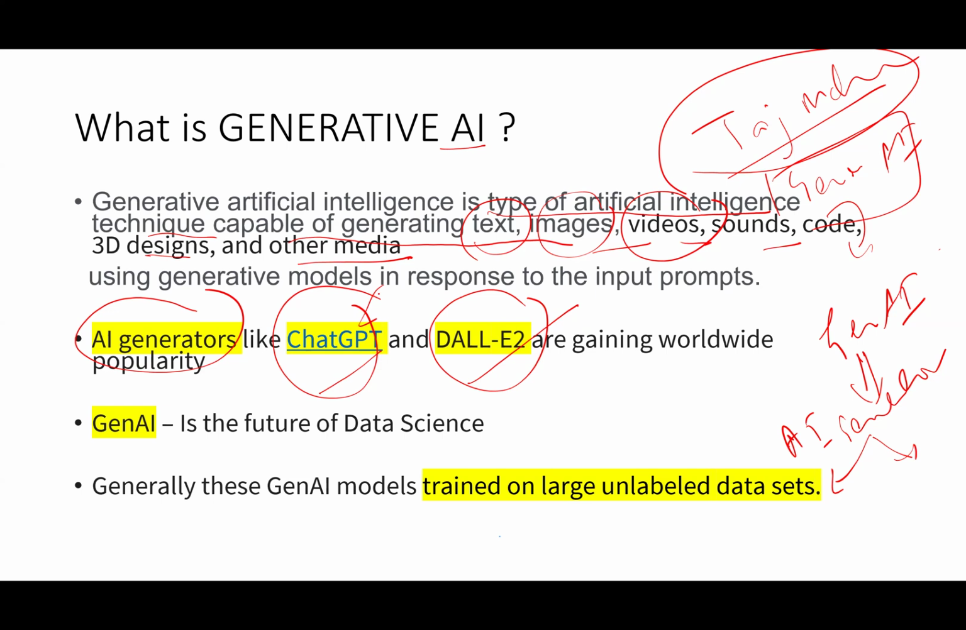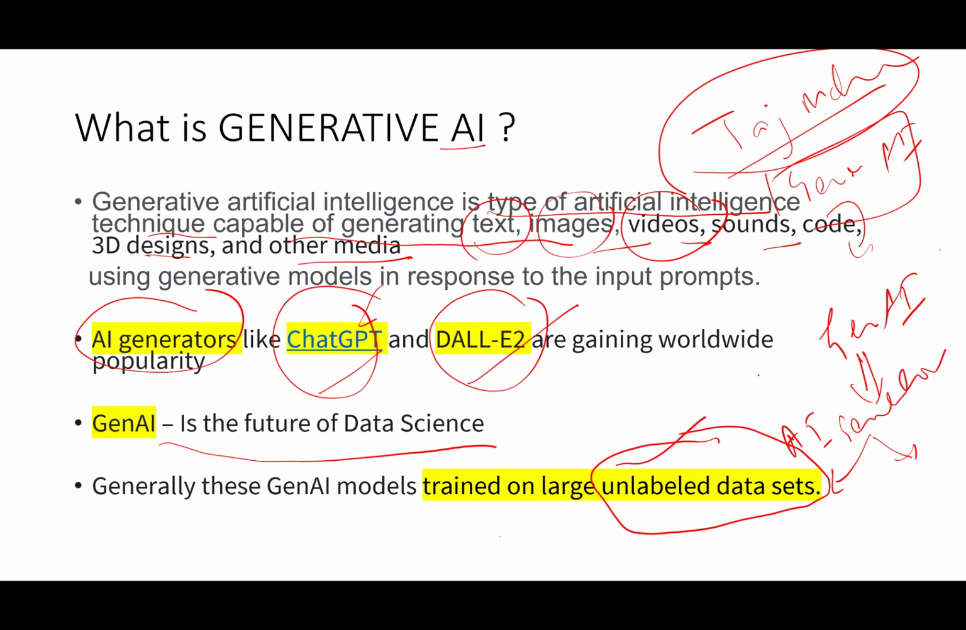So how does it know everything? It is nothing but generative AI. These are called AI generators. These are nothing but machine learning models. So basically I can say Gen AI is the future of data science. And these generative AI models like ChatGPT and DALL-E 2 are trained on large unlabeled data sets. What are these unlabeled data sets, guys? It's nothing but unsupervised learning.